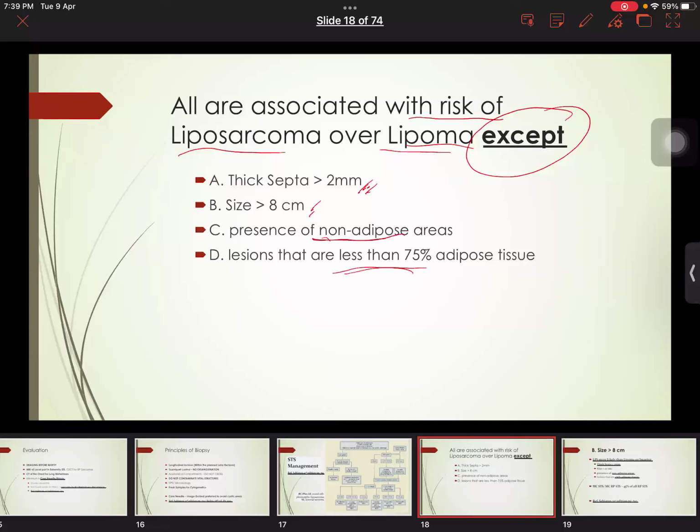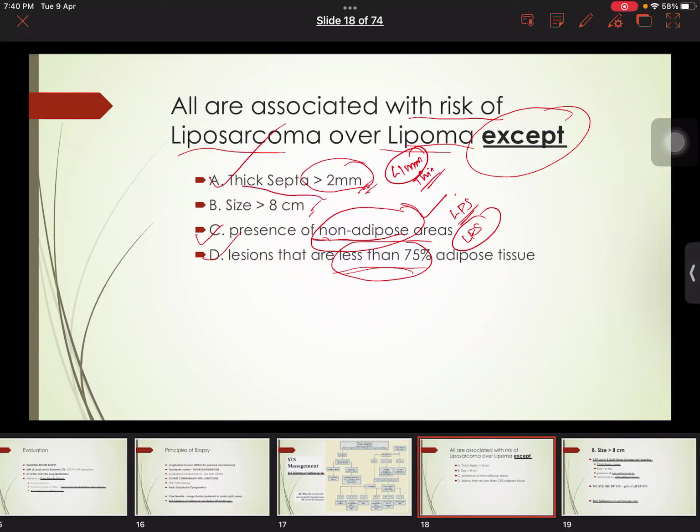Some things you can rule out pretty simply. Non-adipose areas, whenever you find them, are suggestive of necrosis or some other areas which are becoming different, so this is more likely to be a liposarcoma. In the same way, less than 75% adipose tissue is more indicative of something other than lipoma. So these two, C and D, you can clearly rule out as options, because they say the diagnosis is more likely to be liposarcoma. As far as septations are concerned, lipomas are unlikely to have septa, or even if they have septa, they will be less than 1 millimeter. Thin septa are likely to be there, so thick septa is clearly a feature of liposarcoma.